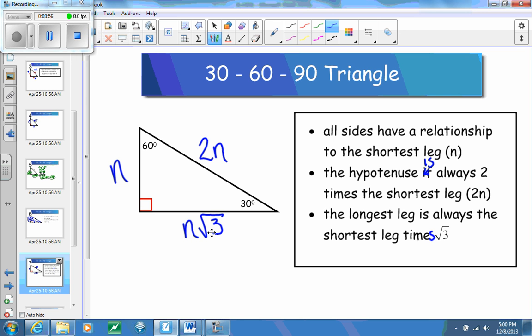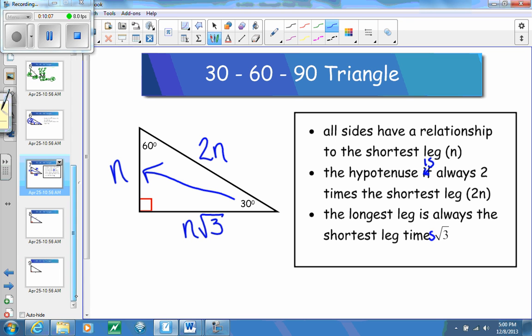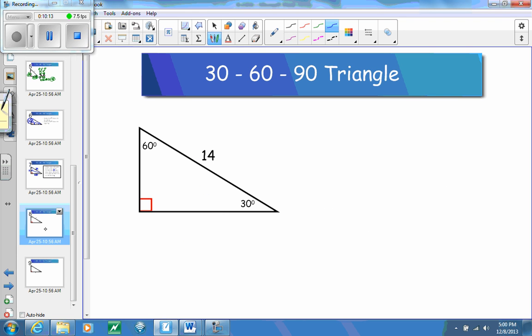Not as easy to remember as the 45, 45, 90 triangle, but they all have a relationship, like I said, to the shortest side, the side that's opposite of 30 degrees. I'm going to go through two examples real briefly so that we can find the side values. Here I've got a 30, 60, 90 triangle, and I'm given the hypotenuse. Since I'm given the hypotenuse, I know that it is equal to 2 times the shortest leg. My shortest leg is opposite of 30 degrees, and my longest leg is my shortest leg times the square root of 3. So to find the two legs, I really just need to find n.